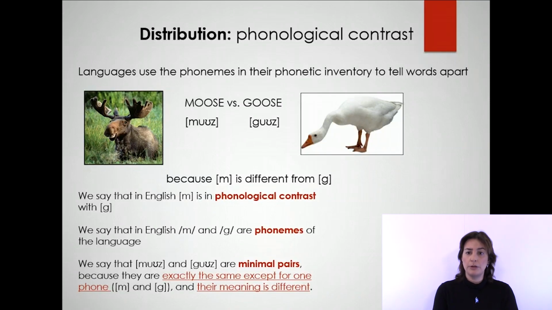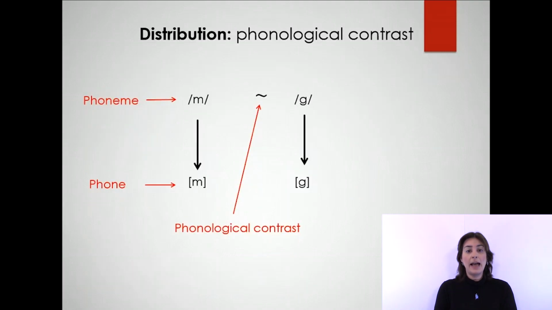It is very important to remember that for a pair of words to be a minimal pair, and therefore to be evidence of a phonological contrast, both conditions have to be met. They should be identical except for one phone, and there needs to be a difference of meaning between them. And this is how we represent that the phonemes between slash brackets, which sound as represented by the corresponding phones in square brackets, are in phonological contrast, which is what the little wavy dash represents.